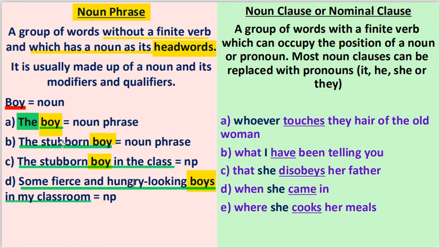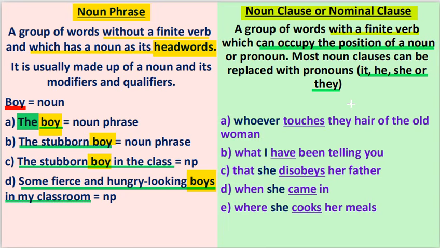Let's go to noun clause. Noun clause is also called nominal clause. It is a group of words with a finite verb which can occupy the position of a noun or pronoun. For example, it can be in the position of the subject of a verb, the object of a verb, or a complement. Most noun clauses can be replaced with pronouns like it, he, she, or they. Most noun clauses usually begin with what, how, whether, why, who, when, whoever, which, where, etc. I know some of us had learned that most of these words usually begin relative clauses. Yes, they begin noun clauses too.